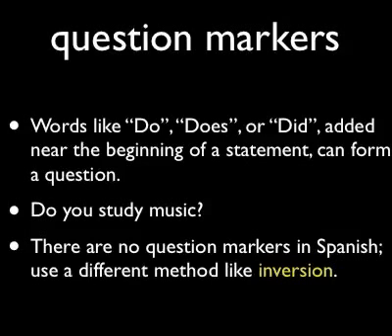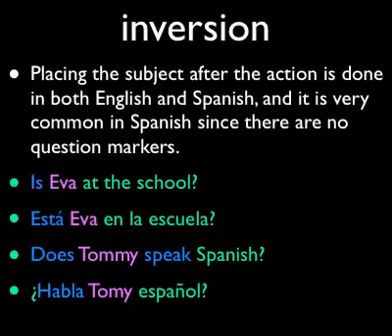Instead, Spanish has something called inversion, which we sometimes use in English. Inversion is placing the subject of a question after the action, whereas in a statement, the subject comes before an action. In English, we often do inversion with the verb to be, like am, is, are, was, and were, and the verb to have, like have, has, and had. Is Eva at school? In Spanish, that's ¿Está Eva en la escuela?